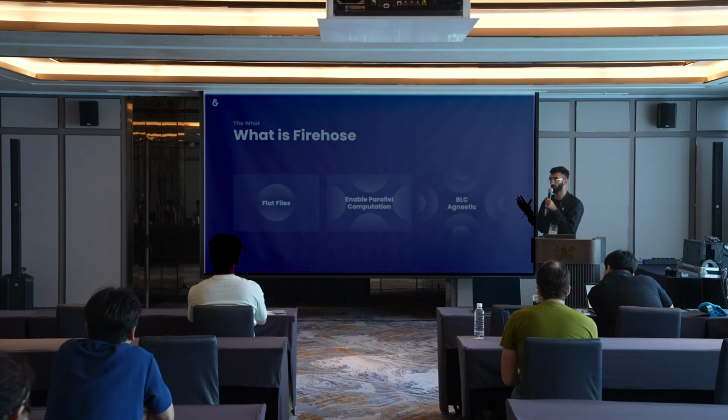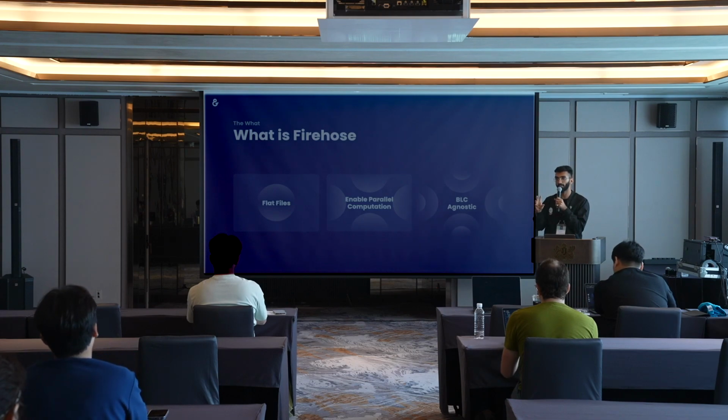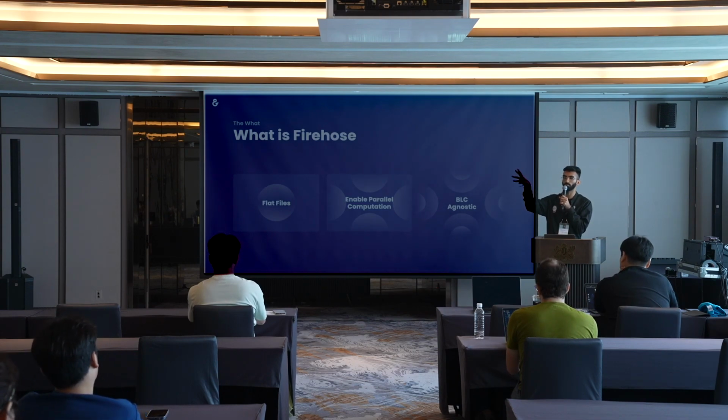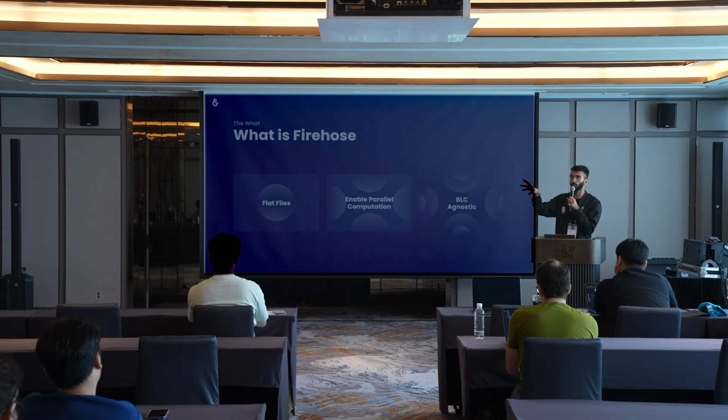What are the benefits of Firehose? It is basically a flat file. You run a blockchain full node, let's say a Polygon full node, get the information and store it in flat files. It enables parallel computing, like we were talking about. ETLQ is all parallelized, and the last one is that it's blockchain agnostic.